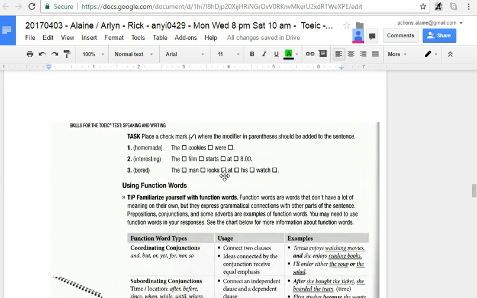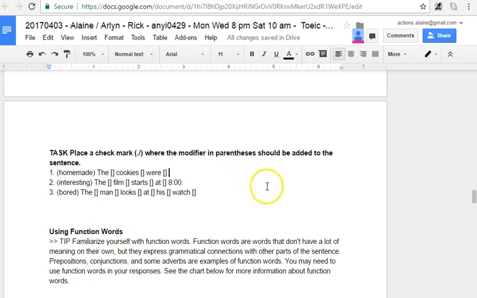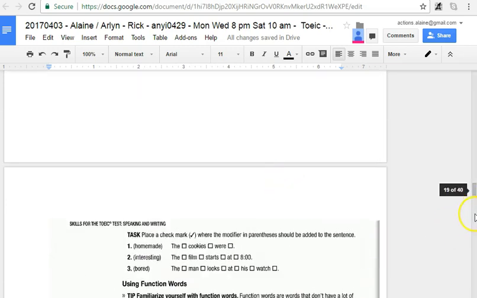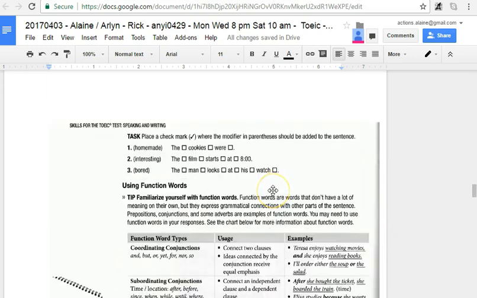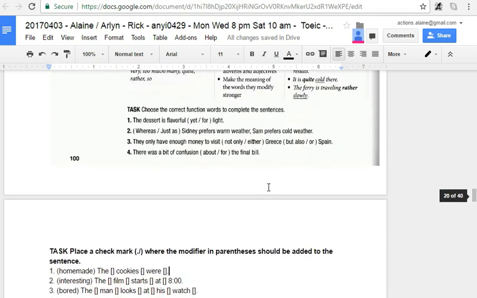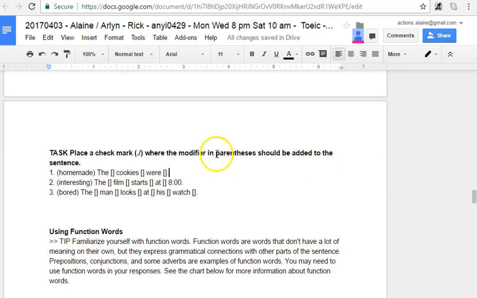Let us proceed to page 20. But before that, hold on. Now we will be doing a task. Please go to page 20 and we will be doing a task.